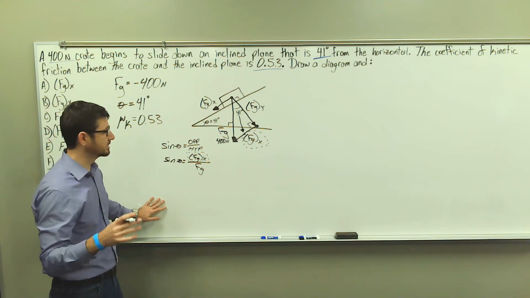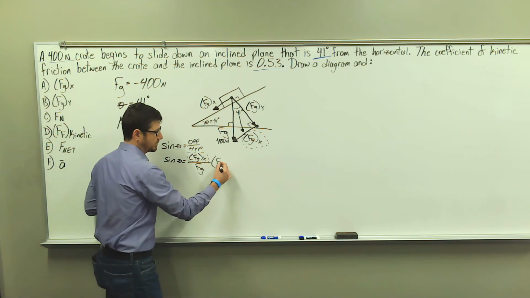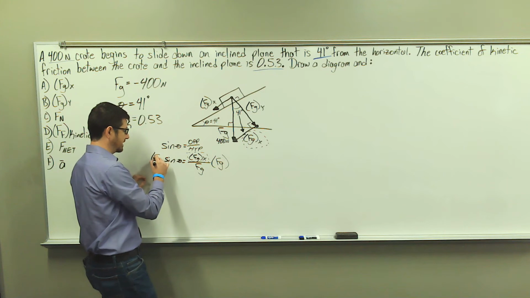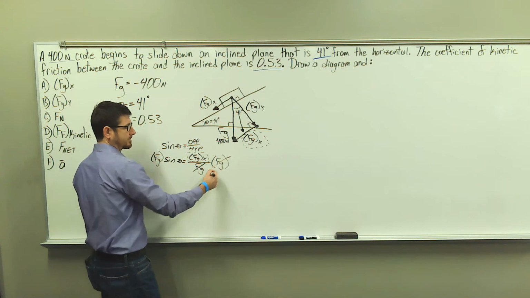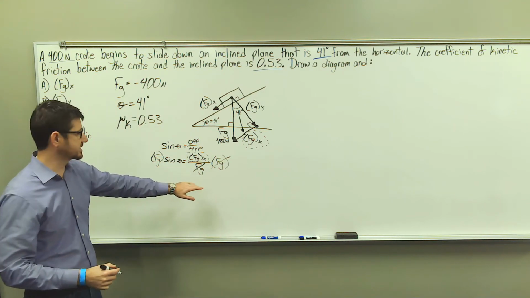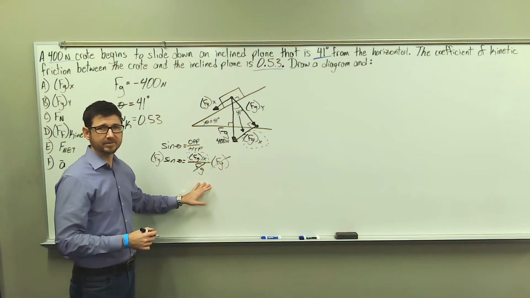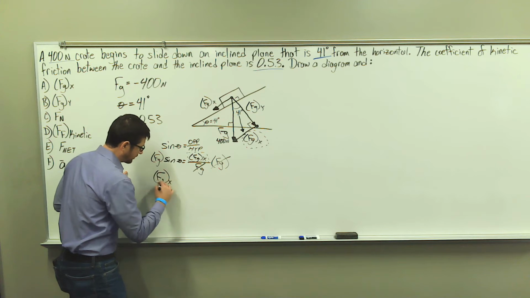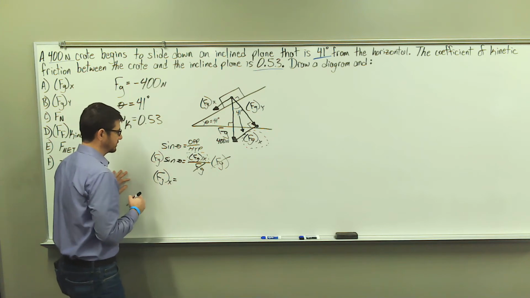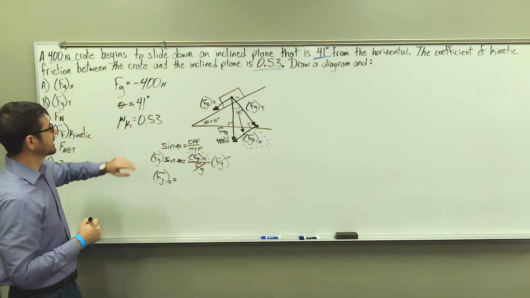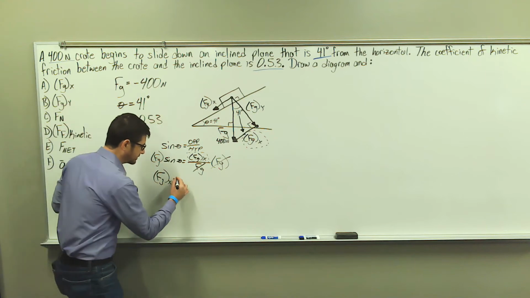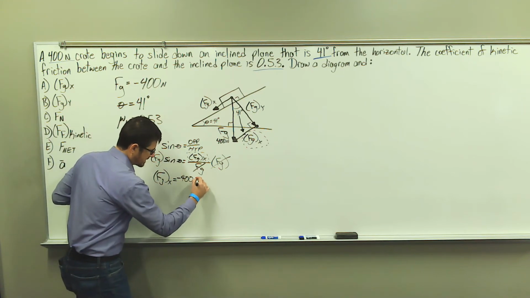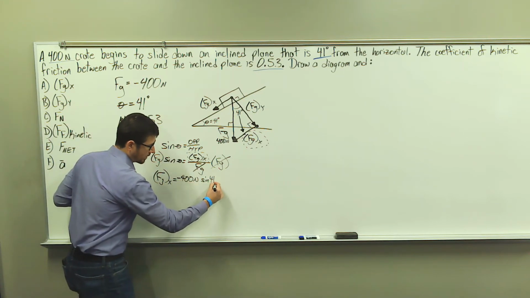Now we're calculating x component of weight force, so we need to isolate that on one side of the equal sign. So I'm going to multiply both sides of the equal sign by weight force due to gravity, and on the right hand side of the equal sign, weight force due to gravity cancels. So x component of weight force is equal to our weight force due to gravity. We have a negative 400 newtons times sine of 41 degrees.